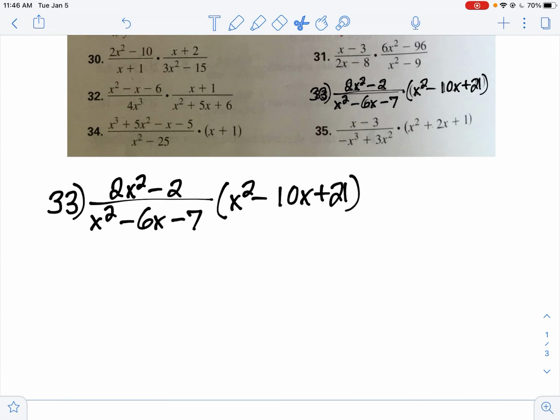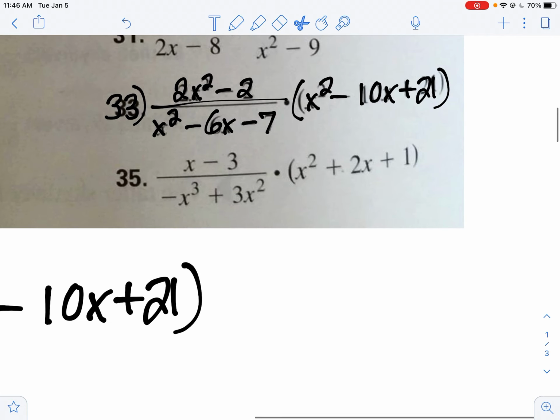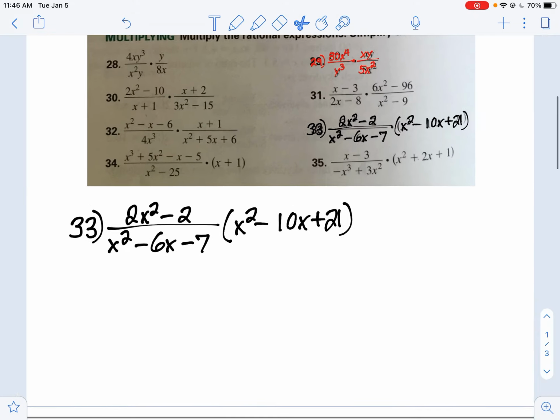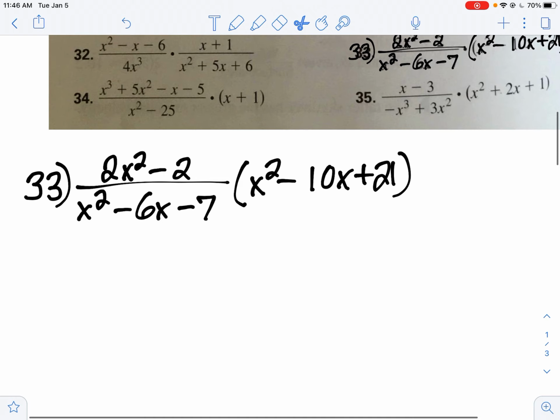In my previous video, I went over multiplying rational expressions that were monomials. Now we're going to go over polynomials. I'm opting to do number 33. So if you haven't done that for the homework, you're more than welcome to do it right along with me. And this is the problem.